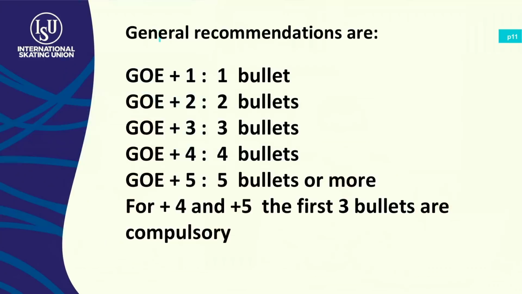+3 and +5. As a general recommendation, you can see that for +1 we have 1 bullet, for +2 2 bullets, and so on, to 4 bullets for +4 and 5 or more bullets for +5. But as we said, the first 3 bullets are compulsory for +4 and +5. However, the final GOE is not a mathematical sum of the bullets awarded.